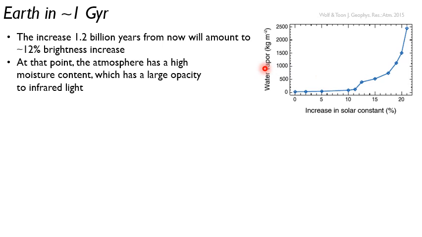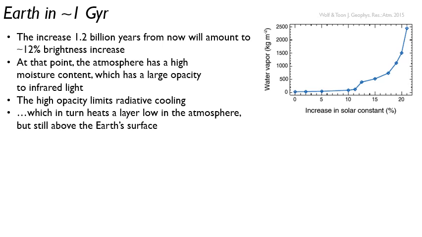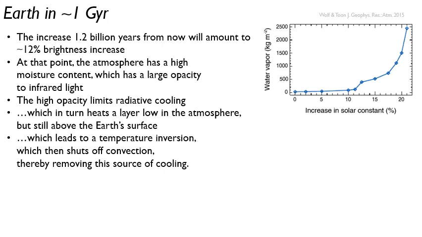And moisture, just this water vapor, has a large opacity to infrared light. So because there's a high opacity, that's going to limit any radiative cooling. Right? When those infrared photons from the surface of the Earth try to escape, they're just trapped by that cloud of gas. Now, also that means that this layer relatively low in the atmosphere is getting heated. So it's getting hotter.